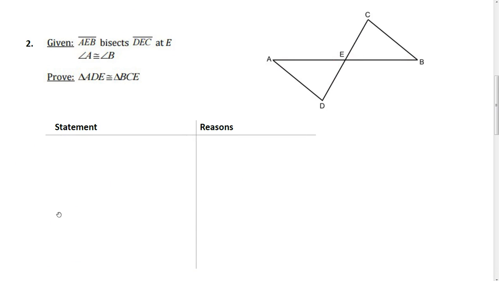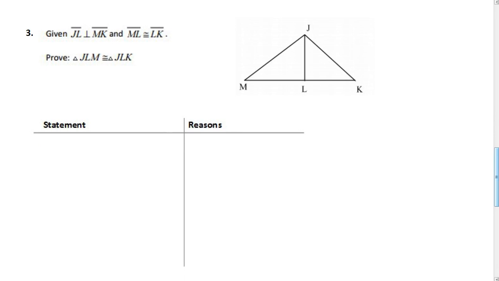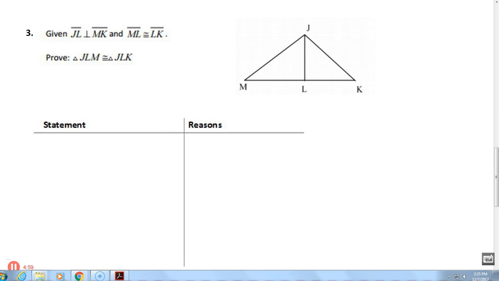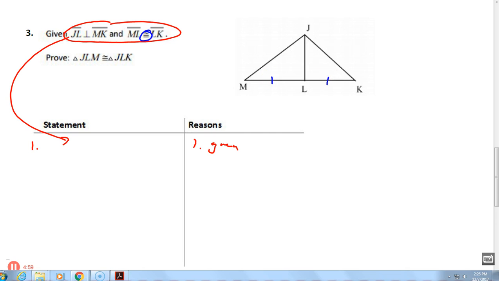Alright, moving right along, proof number 3. So I'm looking here, and what do I see? Well, I got to do my given, of course. Given, put it down here. Looks like I have a set of sides, ML and LK. ML and LK. Sweet, so I got a side.